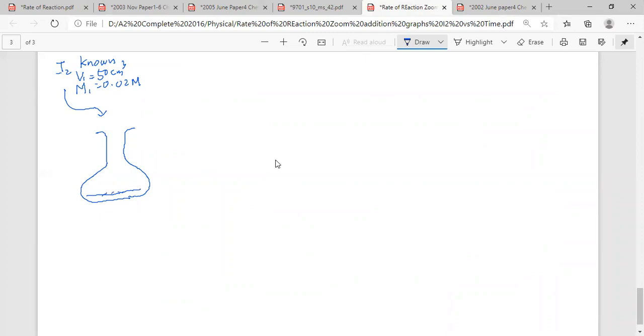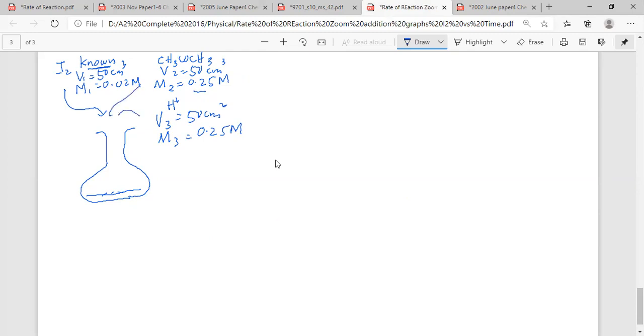Number two, I put my propanone, a known volume V2, 50 or so. Why 50? Because I need quite a lot to withdraw for titration, not too much, not too little, just nice. My molarity of this I know because I prepared it, 0.25 molar. Thirdly, I put H plus, which can be H2SO4 or HCl, don't care. The volume V3 is also 50 cm cubed. Remember, known volume and known concentration. The molarity here is also in excess, 0.25. Once I put this third one inside, the last thing I put is right here. When I put this last one, I start the time.